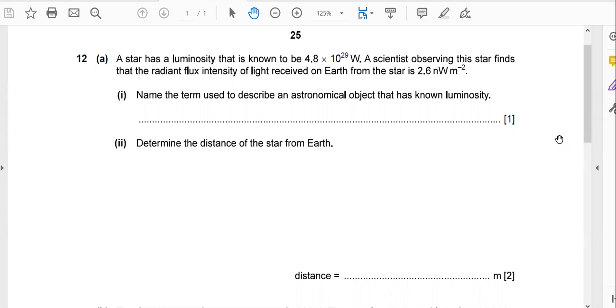A star has a luminosity that is known to be 4.8 by 10 to the 29 watts. A scientist observing this star finds that the radiant flux intensity of light received on Earth from the star is 2.6 nanowatts per square meter. Name the term used to describe an astronomical object that has known luminosity.